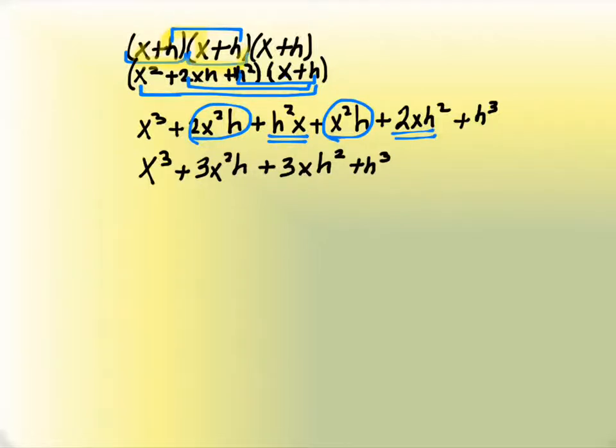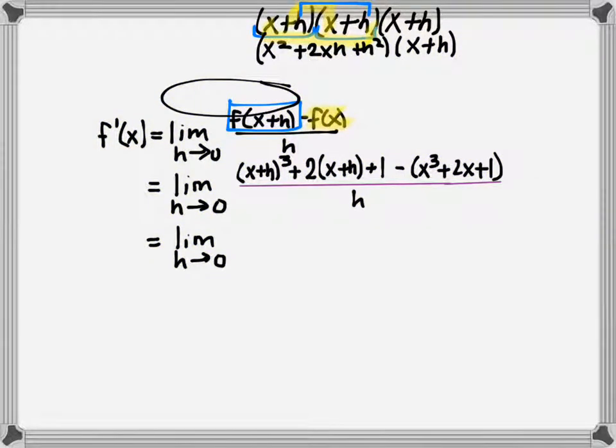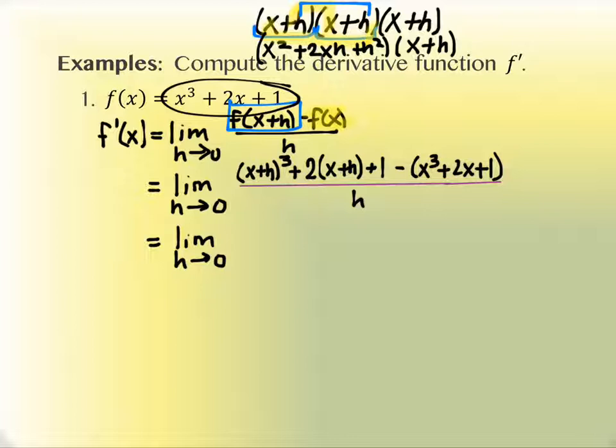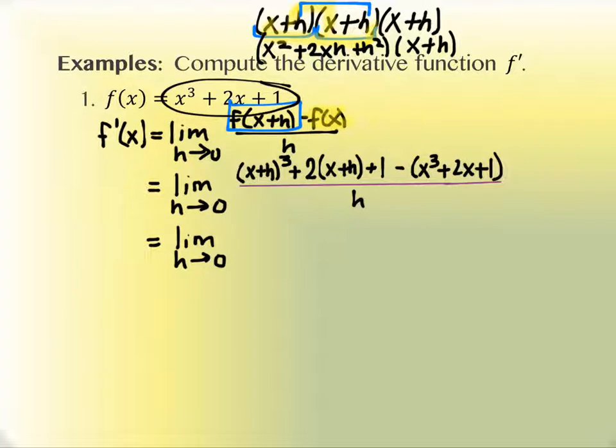All right, so this is the same thing that I have. That was not what's supposed to happen. It didn't work at all. Let's try it again. X cubed plus 3x squared h plus 3xh squared plus h cubed is equal to the x plus h quantity cubed that I had to begin with. There's my piece.